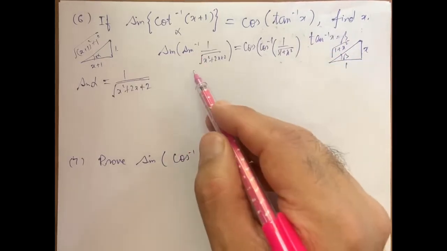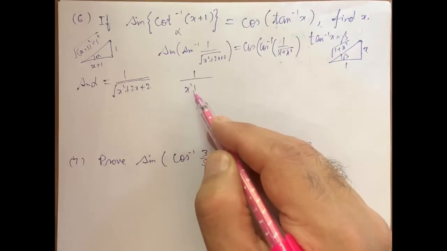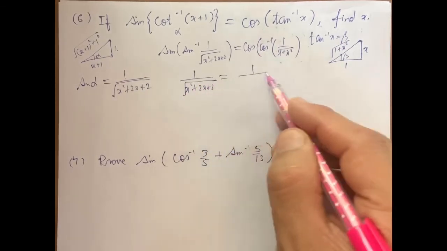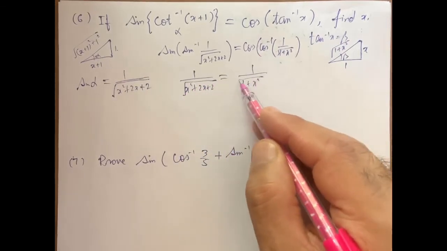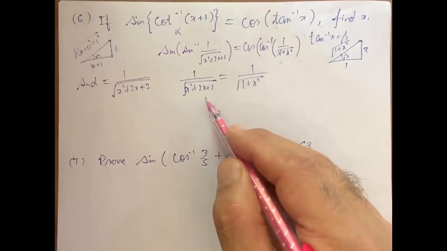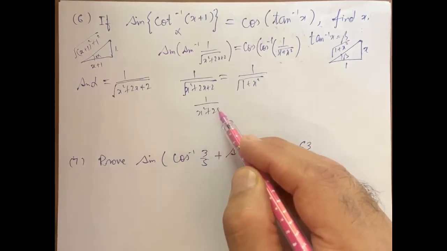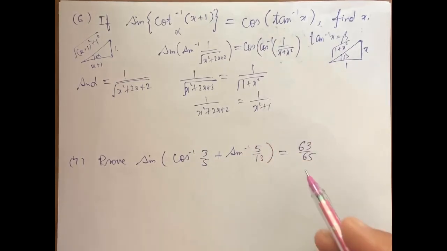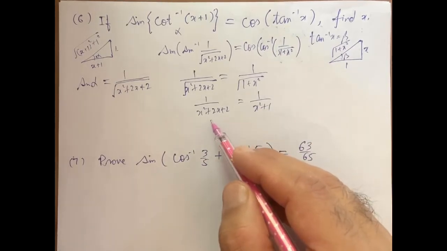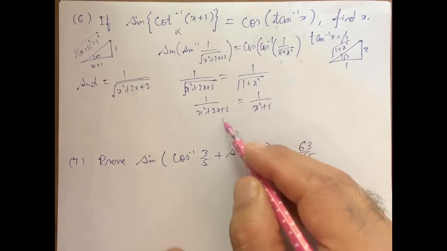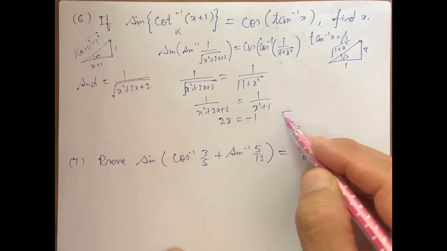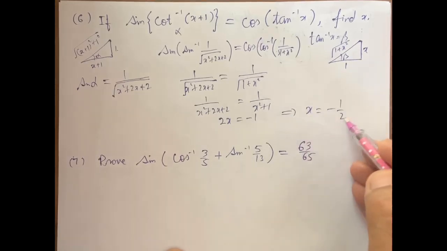Sine and sine inverse will cancel out. We have 1 upon root of x square plus 2x plus 2, and this is 1 upon root of 1 plus x square. Squaring both sides, x square plus 2x plus 2 is 1 upon x square plus 1. Cross multiplying and then cancelling x square, we got 2x is equal to 1 minus 2, or x is minus 1 by 2.